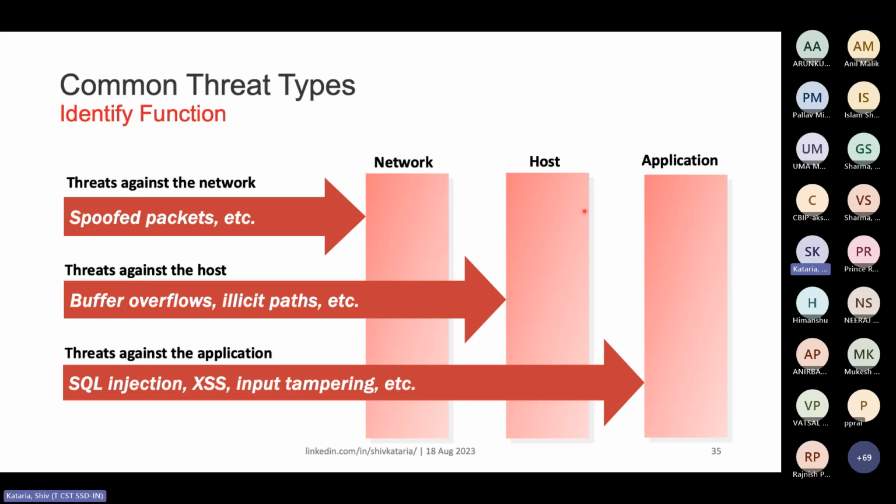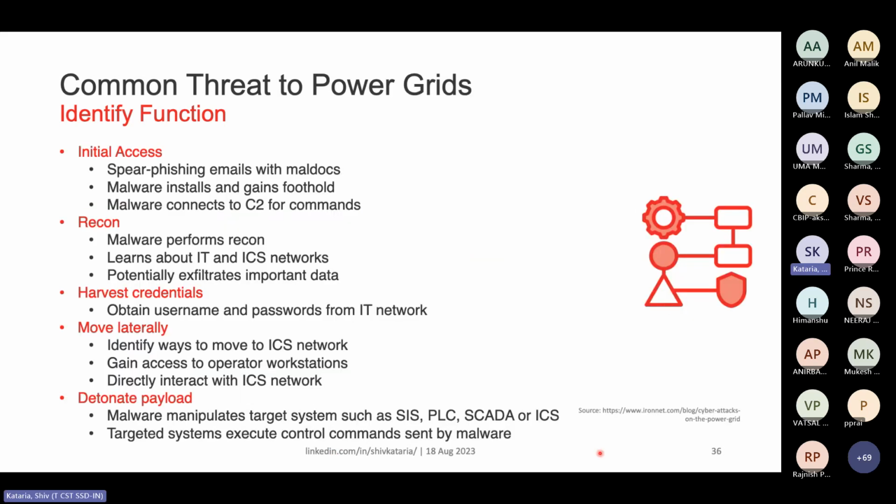Specific to industrial control systems as well, there are some threats that are given by IronNet. IronNet is an organization. They have identified the threats for grids, and they could be put into 5 different areas. Initially, accessing the system involves crafting a malicious document and sending it through a spear phishing email. And spear phishing is a type of phishing where you target one specific person with a specific interest.